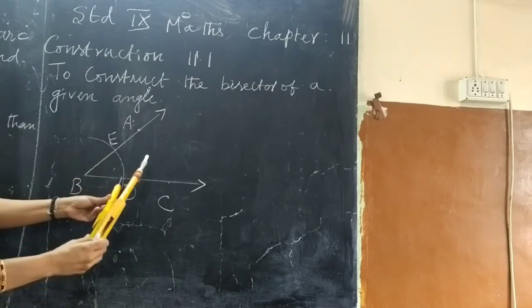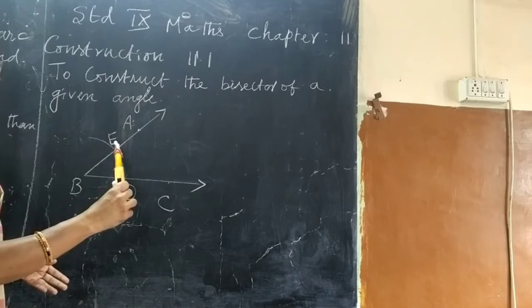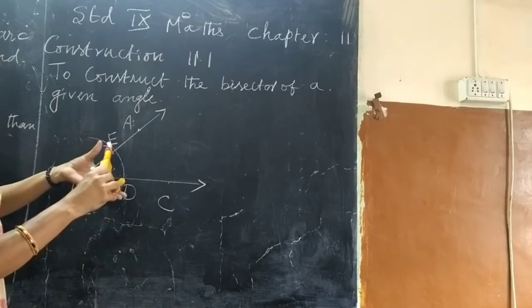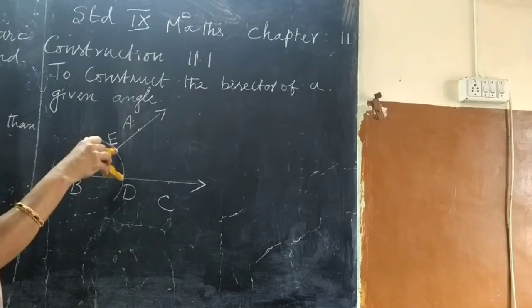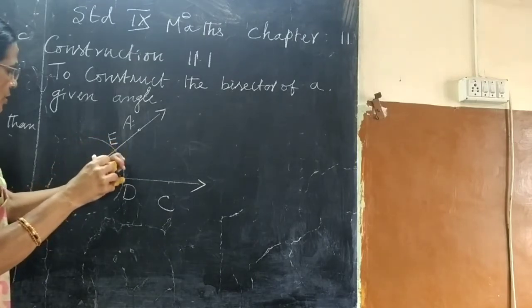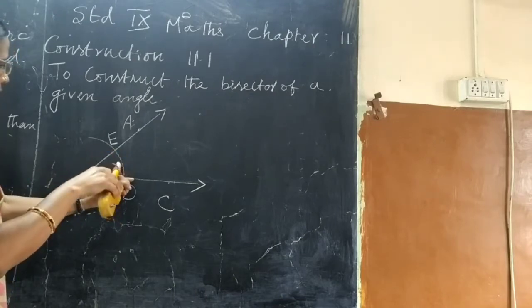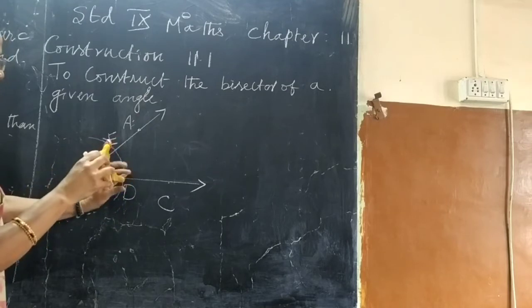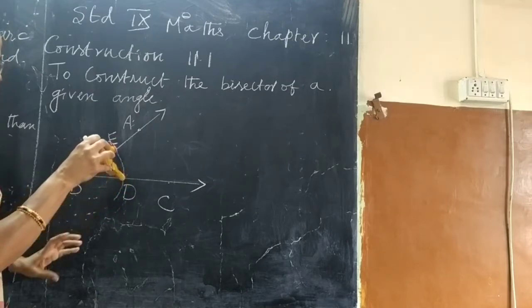Now D center and any radius, the condition is the radius should be more than half of this distance. So here it is full I have taken. You can take any radius more than half of this distance. So I have taken any convenient radius more than half of DE. Right? So you can see this is more than half of DE.